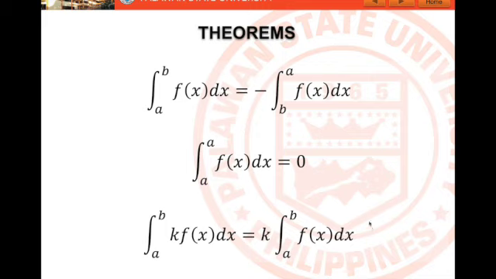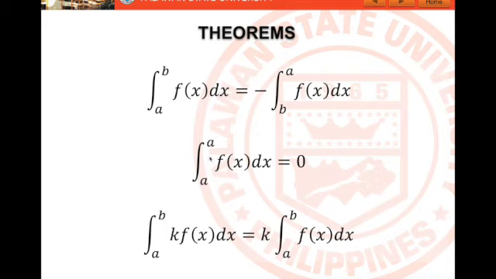Okay, so here are some theorems for operating on the definite integral. So we have this familiar equation, and on the other side, it would just be equal to the negative value if the bounds are reversed. So if we started from B to A, that would be a negative value.